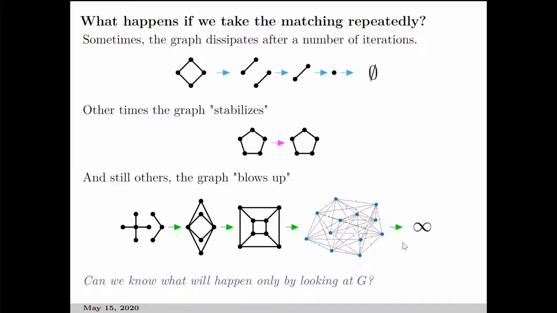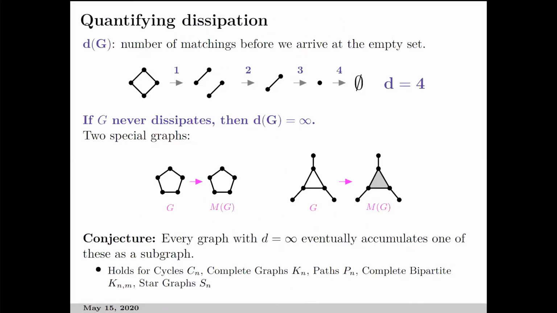Our goal surrounding this idea is to characterize the behavior of taking iterated matchings of a graph, based purely on properties of the initial graph. We have been approaching this question by considering the dissipation number, or D value of a graph. This is the number of matchings it takes before the graph dissipates, or arrives at the empty set. In this example, D equals 4 because we perform the matching operation 4 times before we get back to the empty set. If the graph stabilizes or blows up, then we say D equals infinity.